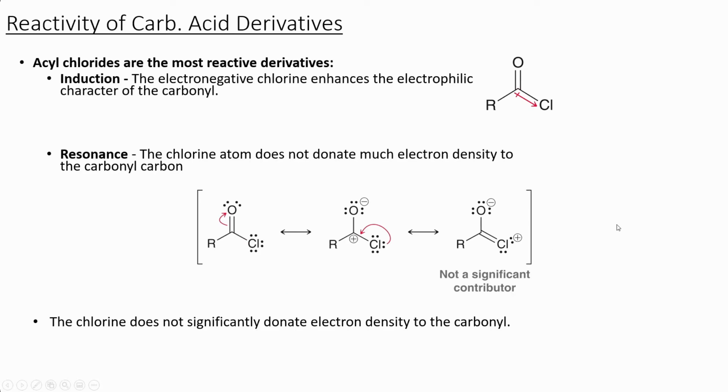Acid chlorides are the most reactive derivative for two reasons. The first is induction. The chlorine is more electronegative than the carbon, and through the sigma bonding framework pulls electron density towards it, making the carbon more partial positive. The second reason is resonance. The chlorine atom has a resonance structure where it can push its electron density towards the positive charge that can form on the carbonyl carbon, stabilizing it. However, this resonance contributor is an extremely minor contributor.